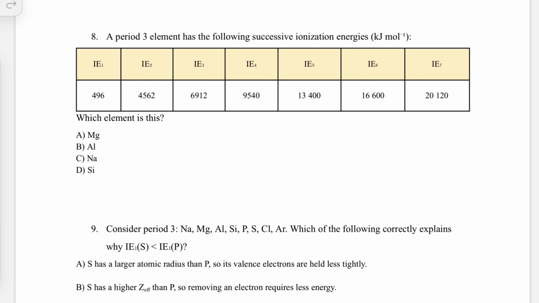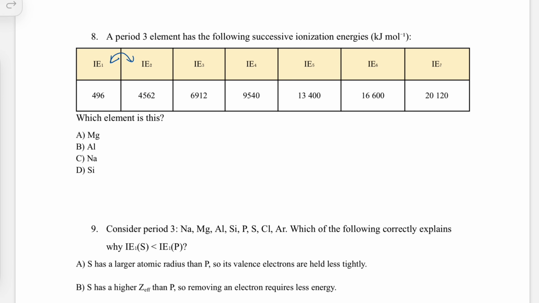Question 8, a period 3 element has the following successive ionization energies. This is similar to what we were doing earlier. So once again, we have to look at between which two ionization energies do we have the biggest jump. And I think it's between 1 and 2. We're going from 400 to 4,000. And I know that there are big jumps over here as well, between like 6 and 7 and 4 and 5. But with proportions, this is the largest jump because we're gaining like 4,000 here, but only 2,000 in the next one, and then 3,000.